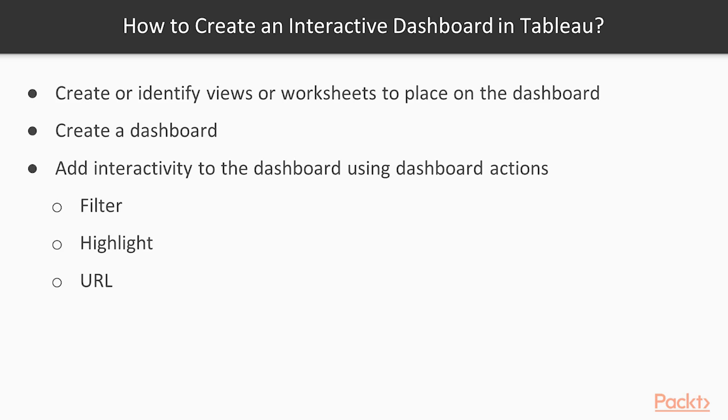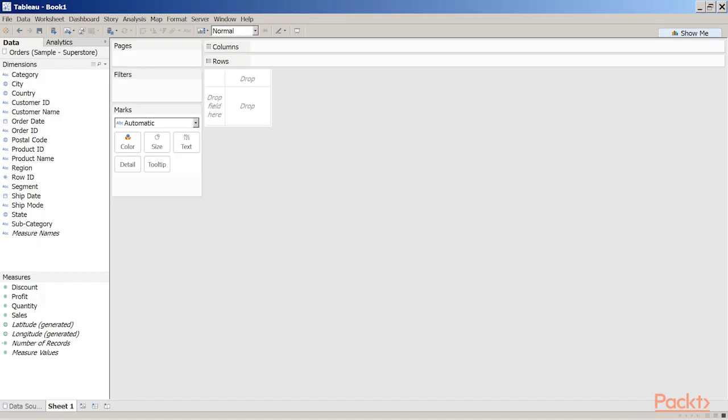Let us look at a demo for creating an interactive dashboard in Tableau. We are working with data from Sample Superstore.xls. For our demonstration, we will create 4 views or worksheets. These 4 views or worksheets will then be placed on the dashboard. We will add interactivity to the dashboard using dashboard actions to give us a very interactive dashboard. Let's get started with our demonstration.